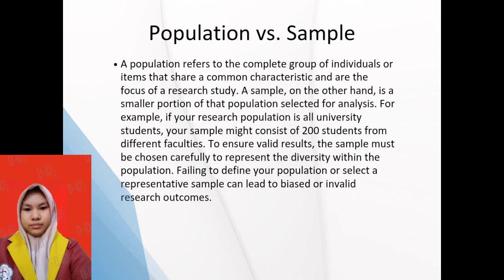Population versus sample. A population refers to the complete group of individuals or items that share a common characteristic and are the focus of a research study. A sample, on the other hand, is a smaller portion of that population selected for analysis. For example, if your research population is all university students, your sample might consist of 200 students from different faculties. To ensure valid results, the sample must be chosen carefully to represent the diversity within the population. Failing to define your population or select a representative sample can lead to biased or invalid research outcomes.